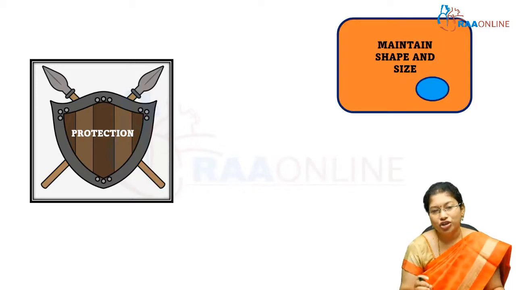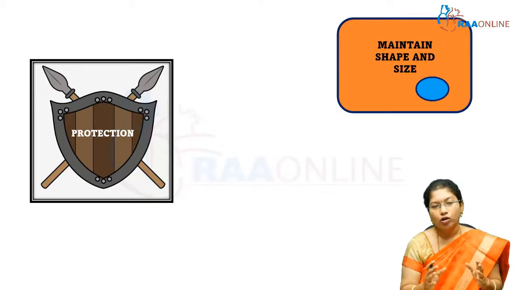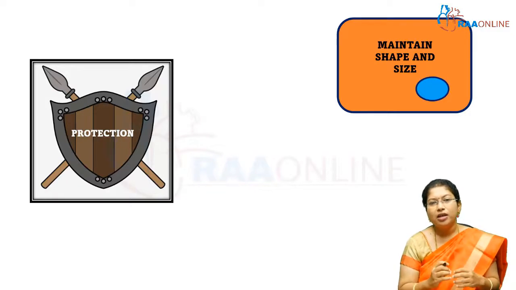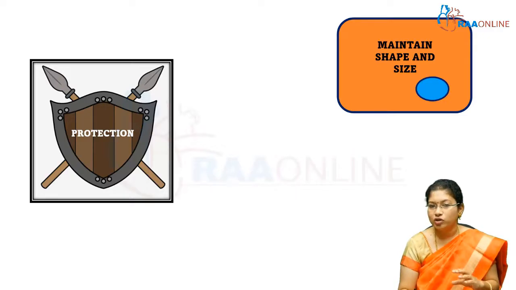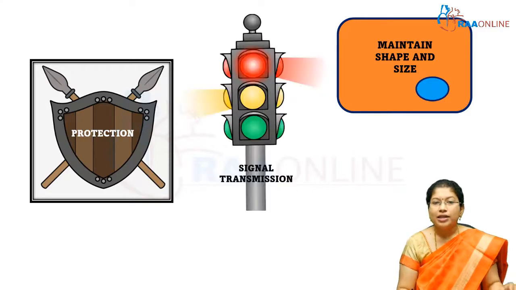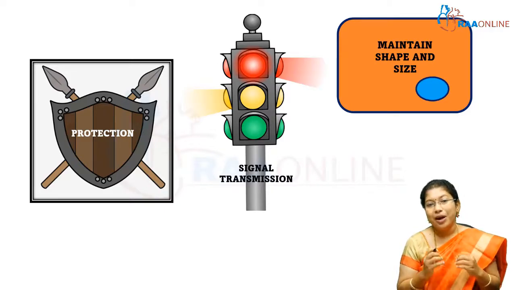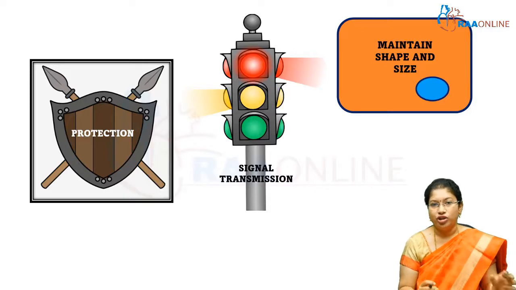It maintains the shape and size of the cell, and it selectively permeates some solutes and ions, and also allows nutrients, water, and gases to pass through. The next important thing is it helps in signal transmission. That means it transmits the signals and also helps in communication with the neighboring cells. The last important function is it maintains membrane potential.